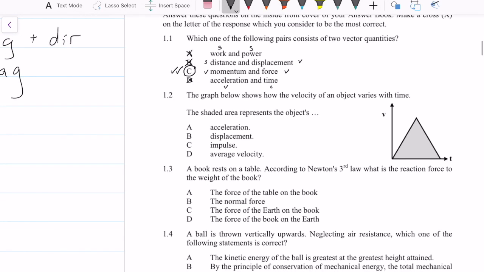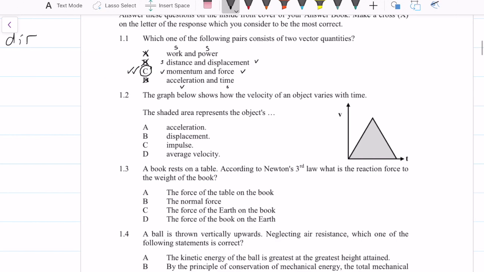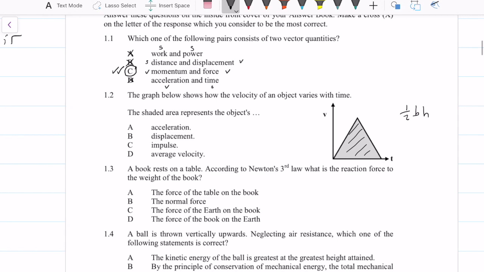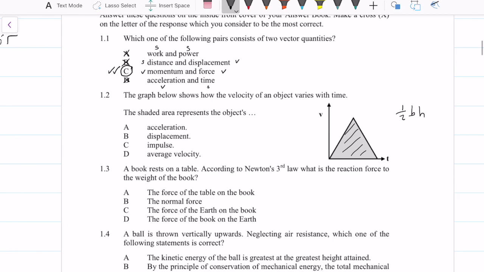Let's look at this graph now. It says the shaded area represents the object's, and we've got a velocity-time graph. So the shaded area is this area. To figure this out, the area of this would be half base times height. So how we're going to figure out the answer is we're going to use dimensional analysis. We're multiplying our base, which is time, by the height, which is the velocity. So what dimensions do time and velocity have? Time is in seconds and velocity is in meters per second. So when you multiply these two, the seconds cancel, giving us units of meters.